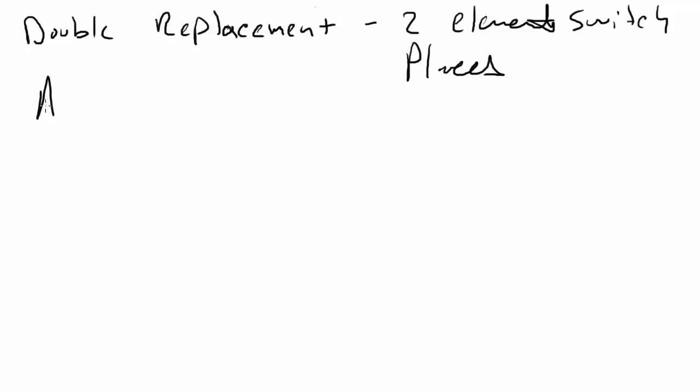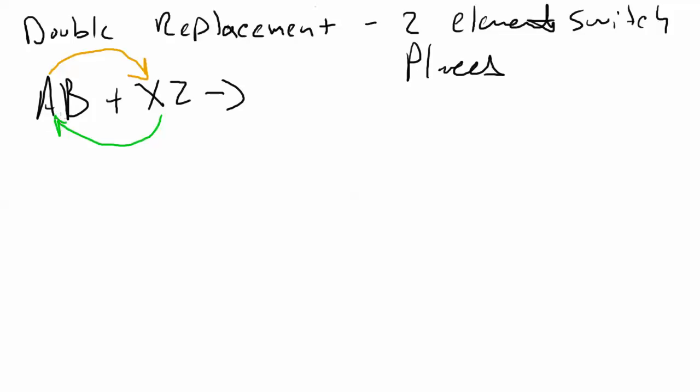So if you had compound AB reacting with compound XZ, where A, B, X, and Z are all elements, two of them would switch places. So the A might take the place of the X, and the X would take the place of the A. And so you would get compound XB and AZ. It's called double replacement.